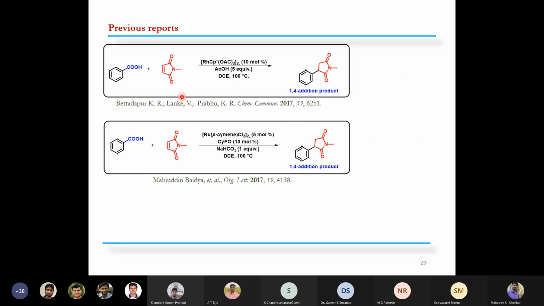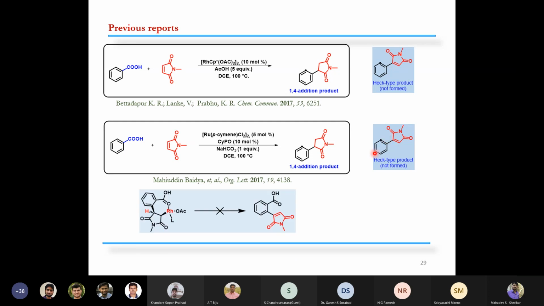In the CH activation route, previously we have reported the decarboxylative 1,4 addition of the arene nucleophile to the double bond of the maleimide by using rhodium catalyst, where acid is acting as a directing group. Later, Professor Maheswaran Sundararaju from IIT Madras has reported a similar transformation by using ruthenium catalyst. So in both of these reports, the HEC type product of maleimide, meaning the decarboxylated HEC type product, was not formed. The reason, as I told earlier, is the lack of syn-periplanar beta hydrogen with respect to this rhodium, that's why it cannot go to the formation of the HEC type product.